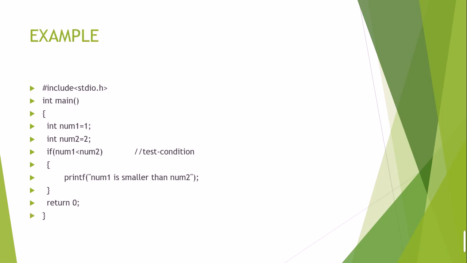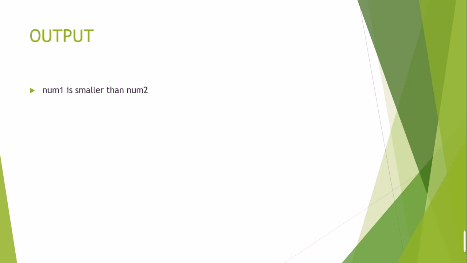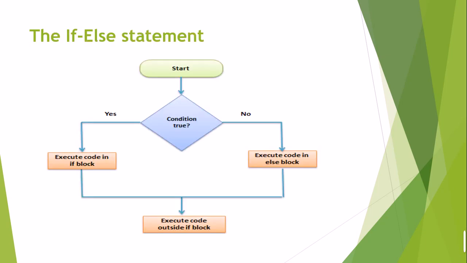So #include <stdio.h> is the header file for standard input and output in C. Then int main function, curly braces open, int num1 equals 1, int num2 equals 2. If num1 is less than num2, we check it, then it will enter the block, otherwise it will return 0. If we enter the block, it will printf num1 is smaller than num2. So this is the output. Then this is the flow chart. This is how it's depicted.